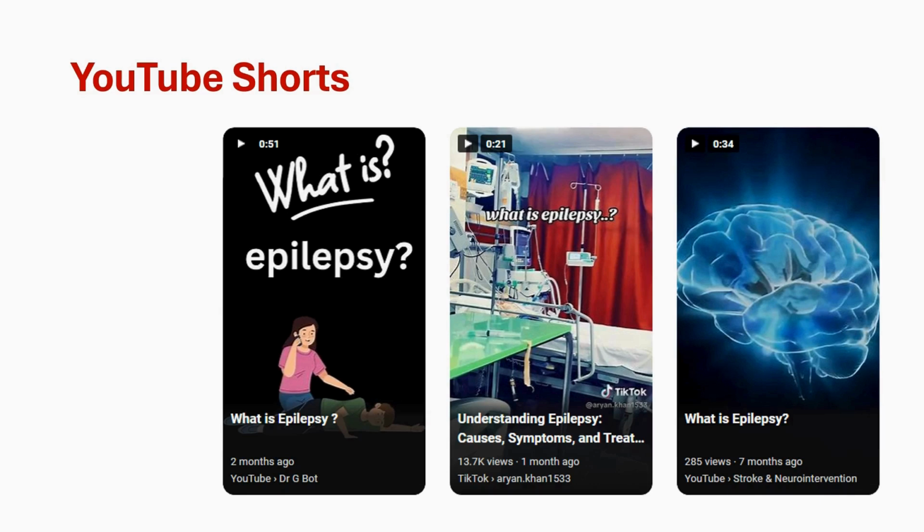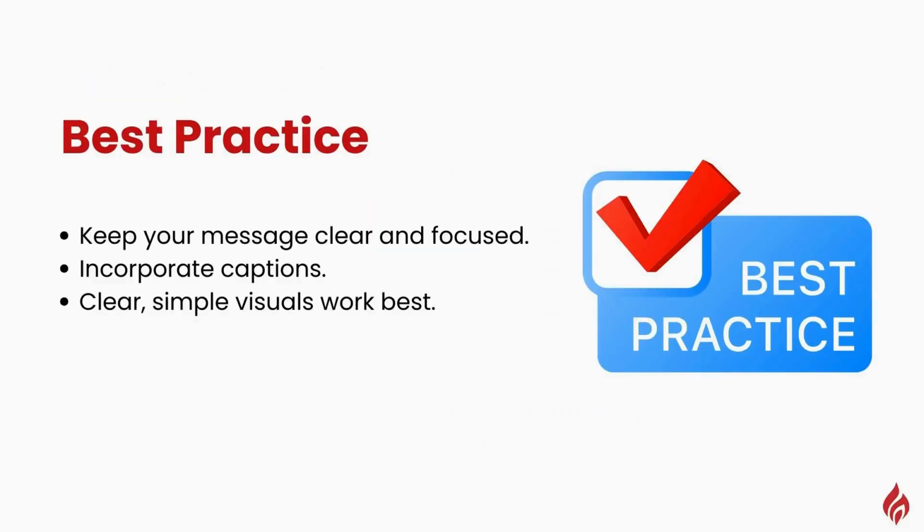So since shorts are very brief, it's essential to keep your message clear and focused. Avoid overloading the viewer with too much information. Stick to one key point to ensure your message resonates.